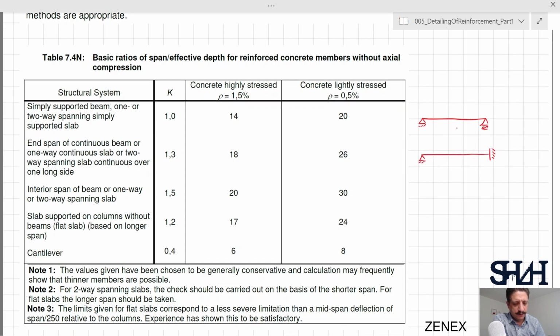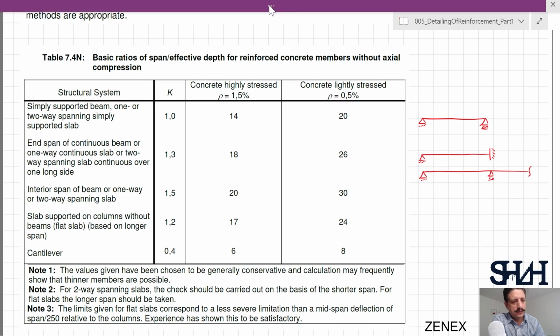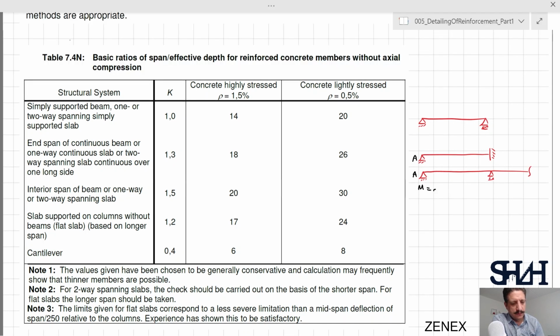It can be over the supports. So here we can see that at point A, moment is 0, and at point B, moment is not 0. So this is called end span. The other one is interior span of beam or one-way or two-way spanning a slab.